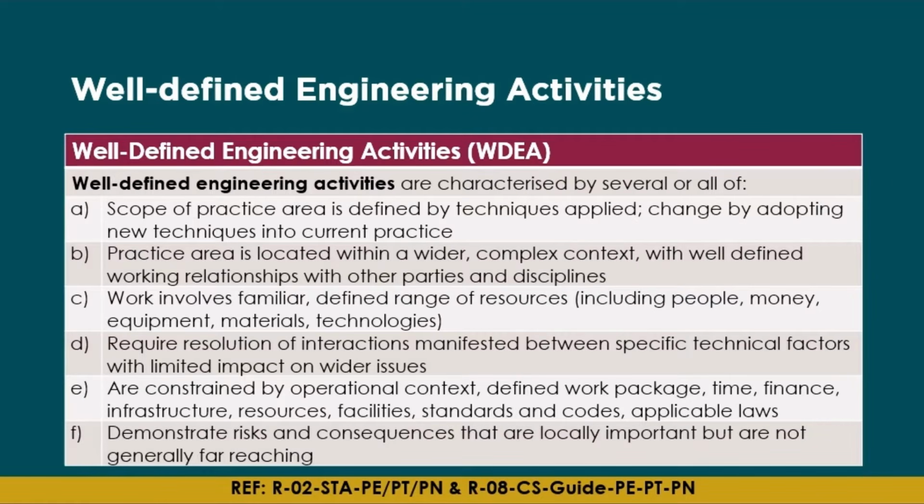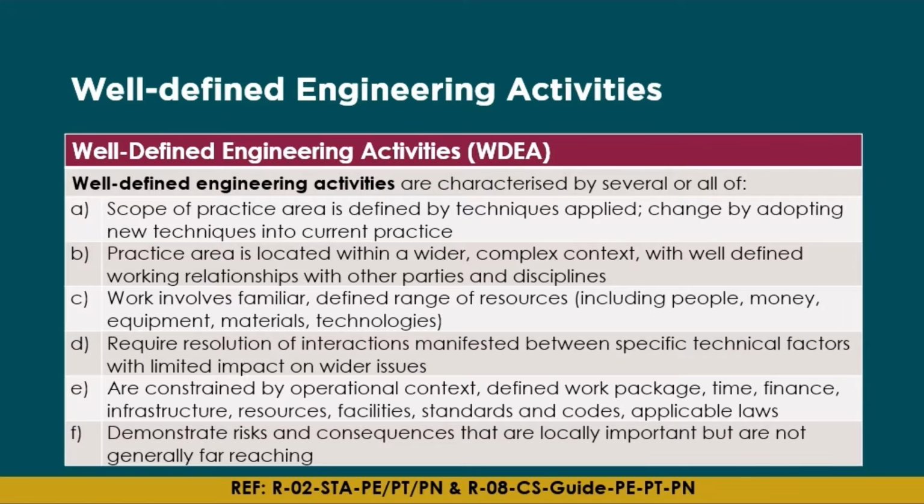Now, before we look at the outcome, we need to understand what a well-defined engineering activity is. A well-defined engineering activity is characterized by several or all of the following as outlined on the screen. A, the scope of practice is defined by the techniques applied, changed by adopting new techniques in current practice. B, practice area is located within a wider, complex context with well-defined working relationship with other practice or disciplines. C, work involves familiar, defined range, including people, money, equipment, material, and technologies.